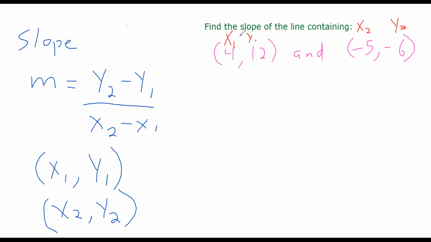So your slope calculation then is going to be M. Let's not use gold. It's not dark enough. Use orange. It's going to be Y2 minus Y1 over X2 minus X1. So it's -6 minus 12 divided by -5 minus 4.